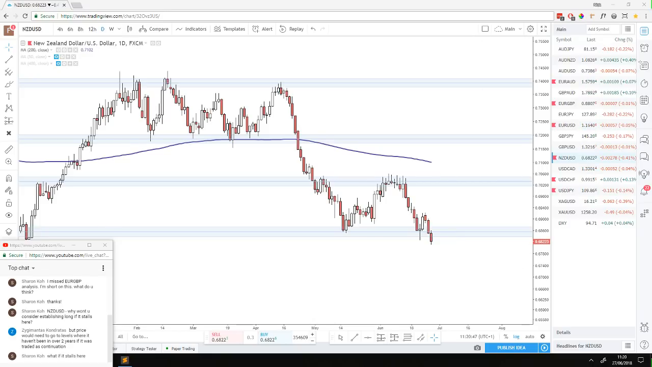If it stalls here, if this candle just all of a sudden pulls back up and then price stalls here, then we'd be looking for just a long reversal. I'm not as excited about that, just because continuations have a lot more potential for keeping that trade open and letting it run down, whereas reversals are usually shorter trades.